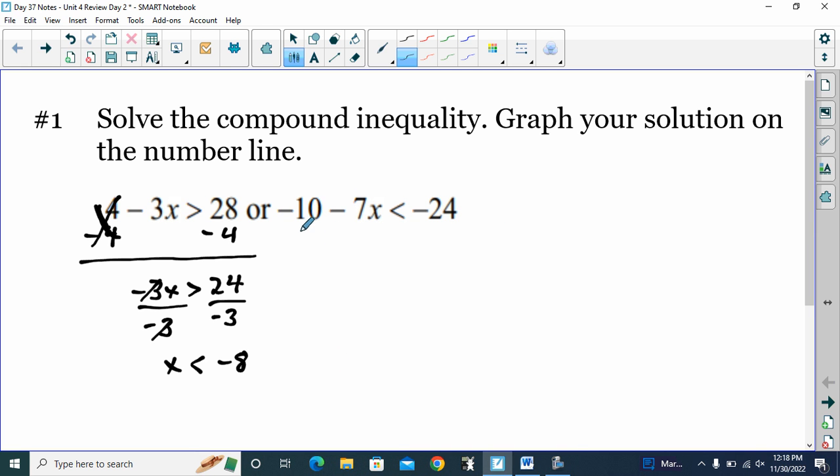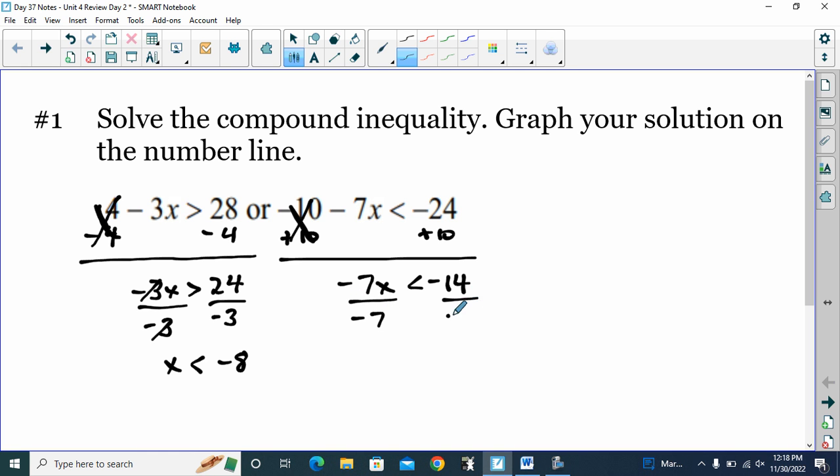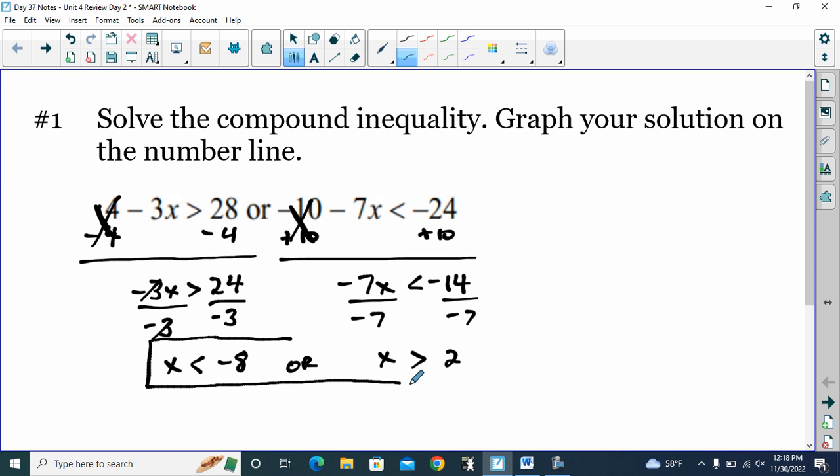This second part of the compound inequality we're going to solve by adding 10 to both sides. And dividing both sides by negative 7. Here again, I divided both sides by a negative. That is when I flip my inequality around. Negative divided by negative is positive. 14 divided by 7 is 2. So our solution is x is less than negative 8 or x is greater than 2.